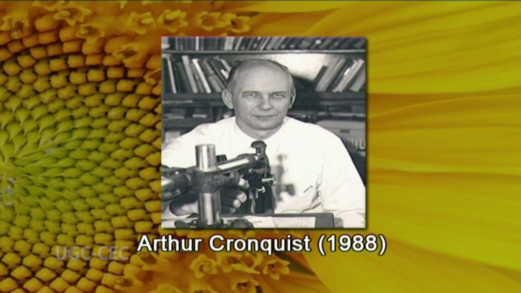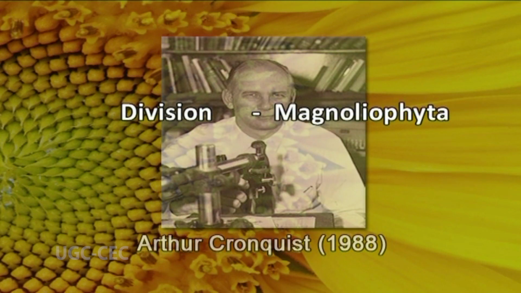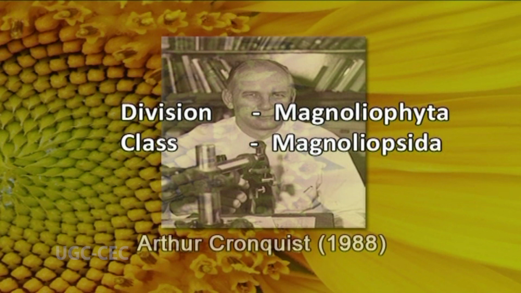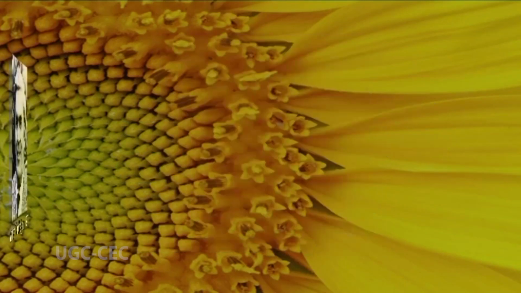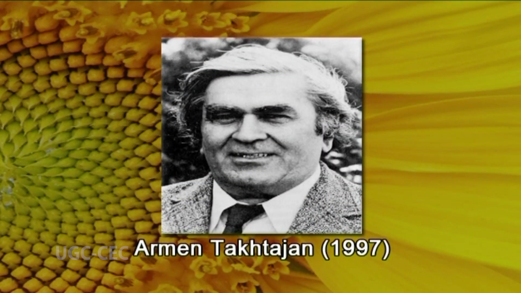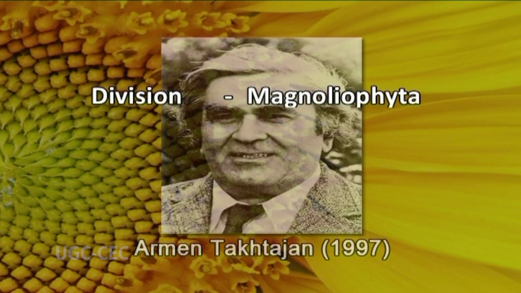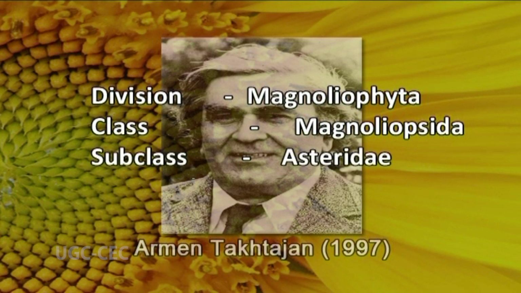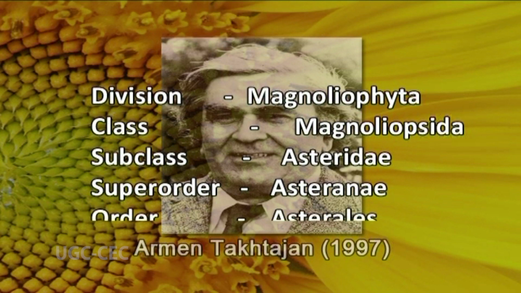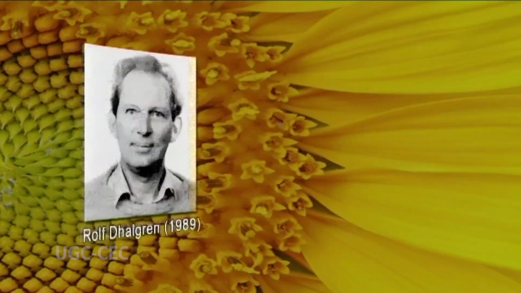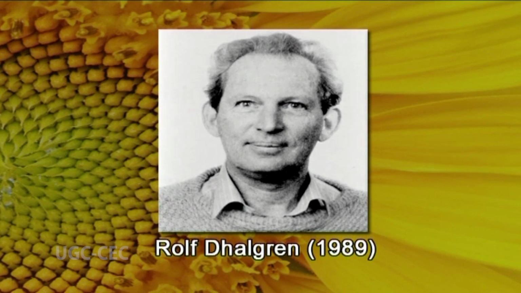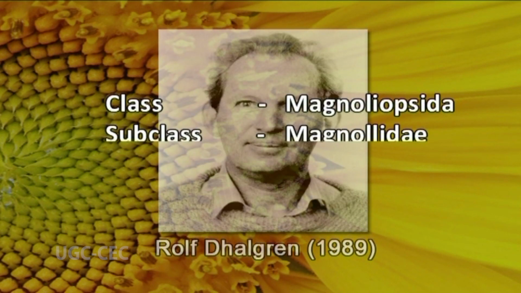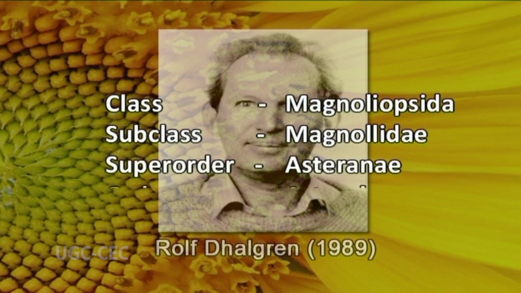Arthur Cronquist, an American taxonomist, placed this family Asteraceae under the division Magnoliophyta, class Magnoliopsida, subclass Asteridae, and the order Asterales. Armen Takhtajan, a famous Russian taxonomist, classified Asteraceae under the division Magnoliophyta, class Magnoliopsida, subclass Asteridae, superorder Asteranae, and the order Asterales.